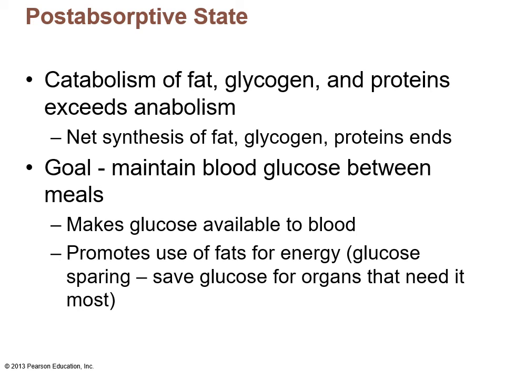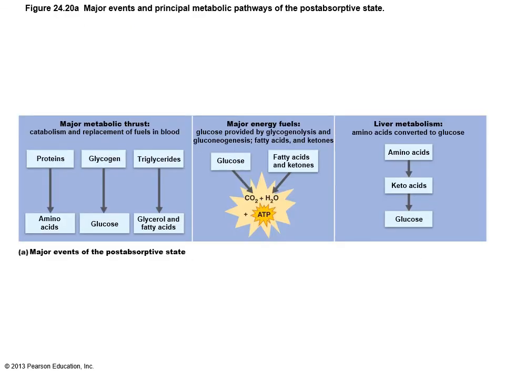So the goal is to maintain blood glucose levels, keep it steady in between meals. So these processes make glucose available to the blood. So lipolysis, glycogenolysis, and if necessary, gluconeogenesis. If you don't have enough carbohydrate, then you start breaking down your proteins and your fats, okay, to make glucose if you need it, to make ATP. So it promotes the use of fats for energy, glucose sparing, and saving glucose for organs that need it. So remember, nervous tissue requires it. So that's what you're going to do. So, major metabolic thrust, ATP, is created by glucose.